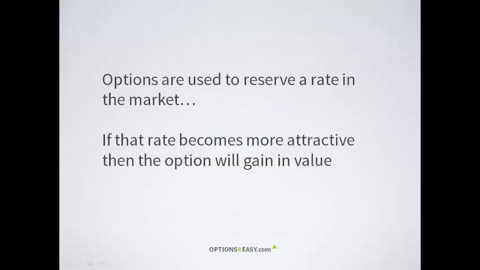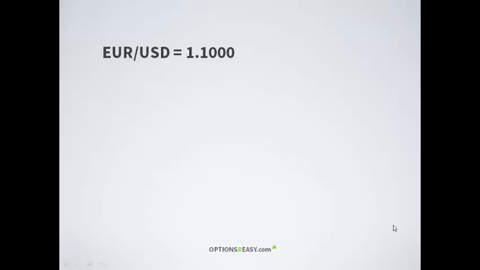From previous lessons, you should already know that options are used to reserve a rate in the market. And if that rate subsequently becomes more attractive as the market rate moves around, then the option will gain in value. So for the purpose of explaining scenario payouts, let's look at a euro to US dollar rate. And say, for example, euro dollar is trading around 1.10. And in the next week, we expect that this rate is going to go up.